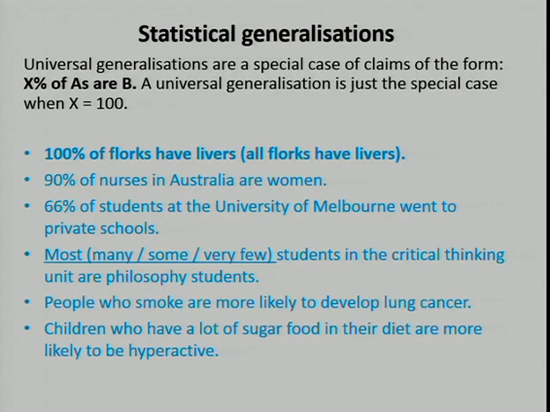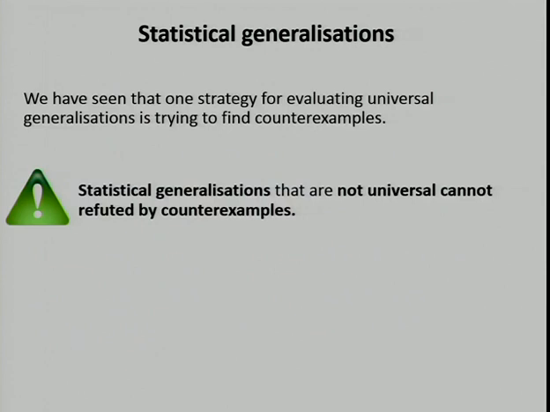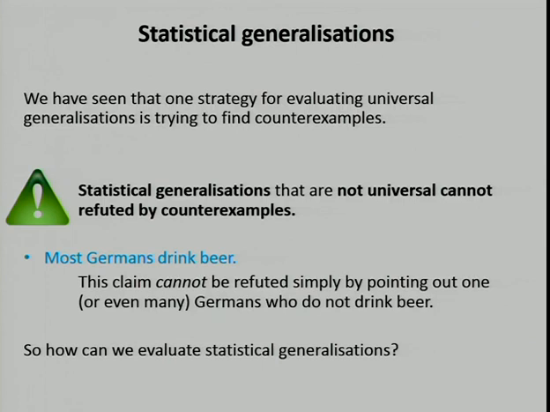In terms of evaluation, though, there's a bit of a problem here because the strategy of pointing to counterexamples obviously won't work for most statistical generalizations, right? It will really just work for universals because if you're just talking about even 99%, that immediately allows there to be possible counterexamples. You cannot refute a statement like this, most Germans drink beer, by pointing to ones that don't. So that should be obvious.